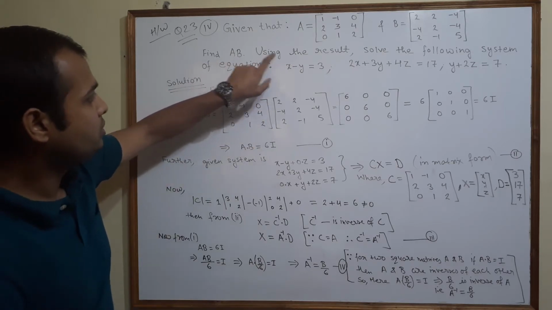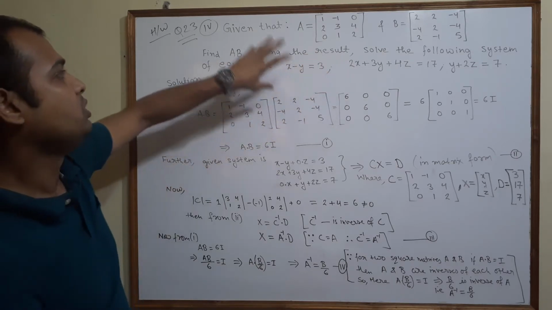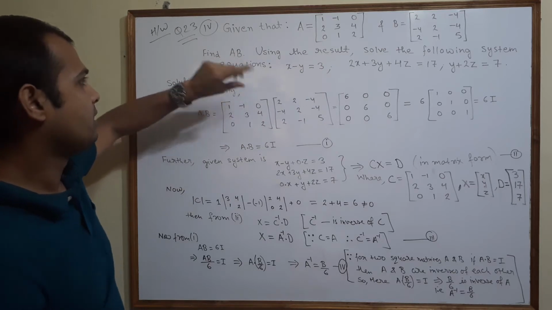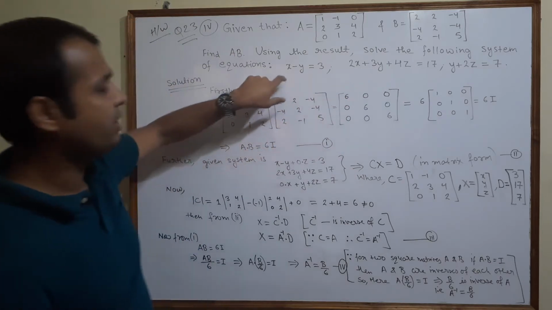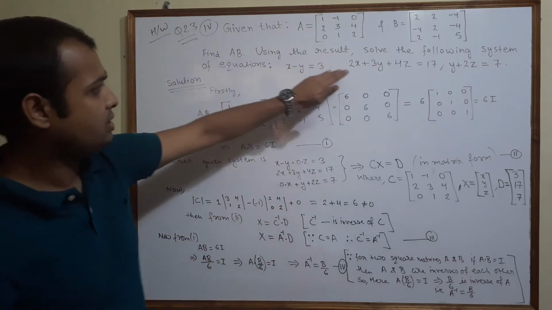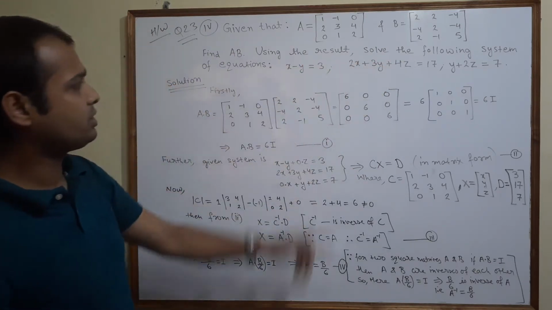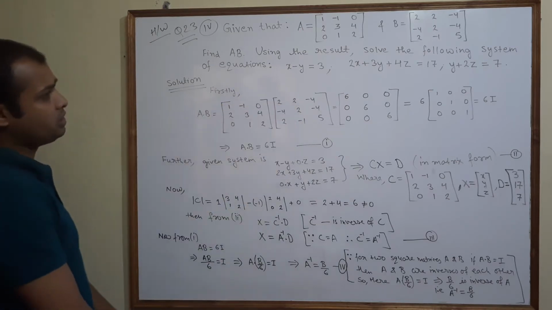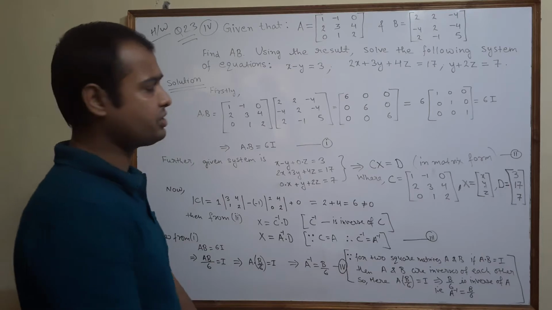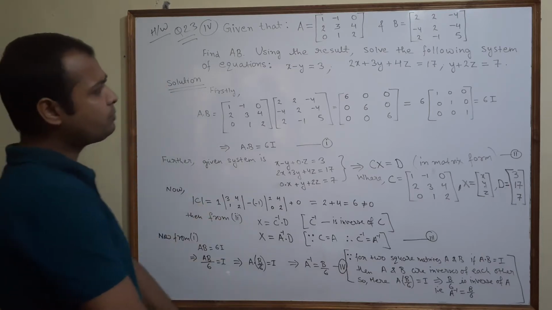Then they are saying using the result, which means whatever product you get would be helpful for finding the values of x and y. So using the result, solve the following system of equations. Here the system of equations is given to you. Clear? Now firstly, simply follow the instruction and you will land up at the answer.